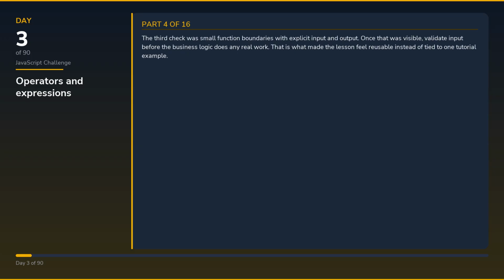The third check was small function boundaries with explicit input and output. Once that was visible, validate input before the business logic does any real work. That is what made the lesson feel reusable instead of tied to one tutorial example. The implementation only started to feel solid once I kept middleware, auth, and response formatting honest about who owns each concern. In JavaScript, that usually means the runtime, modules, and async boundaries all need to agree about who owns each decision.